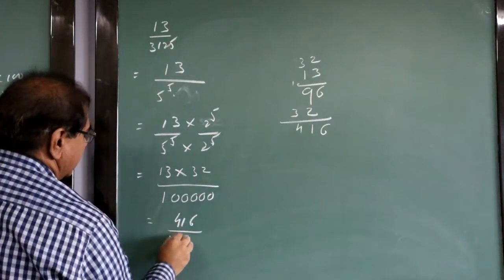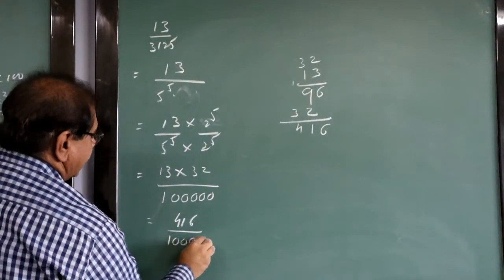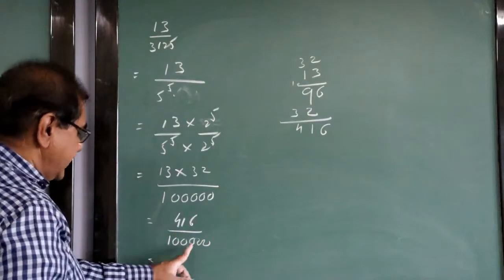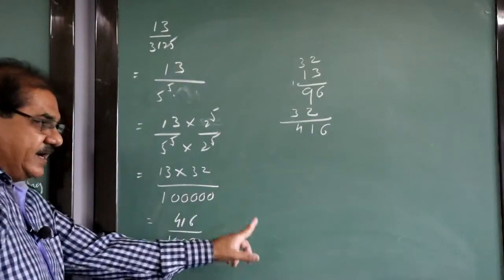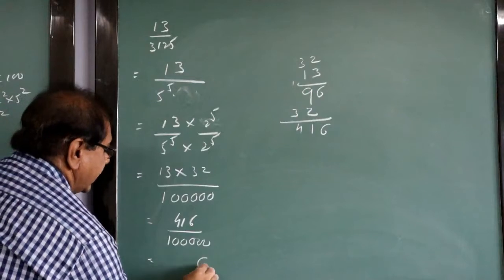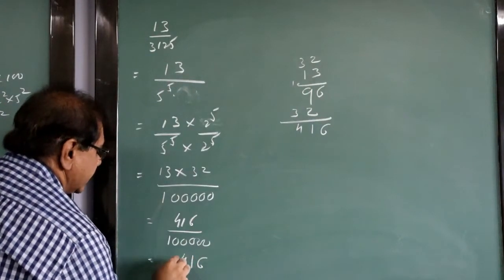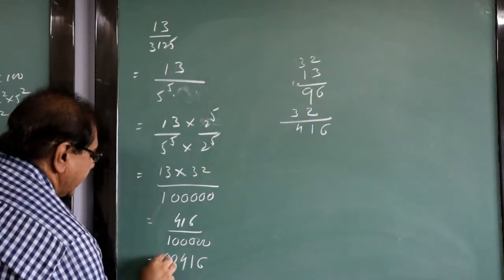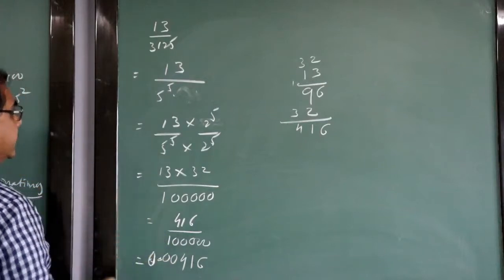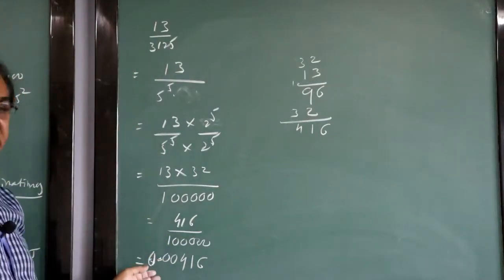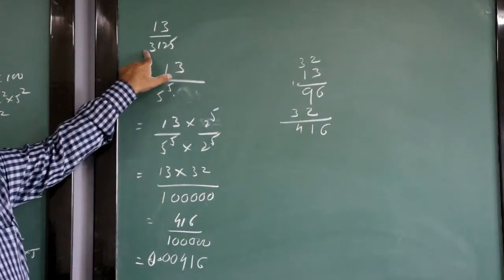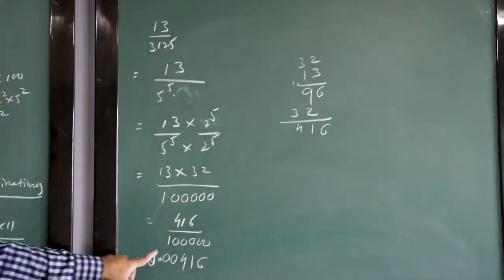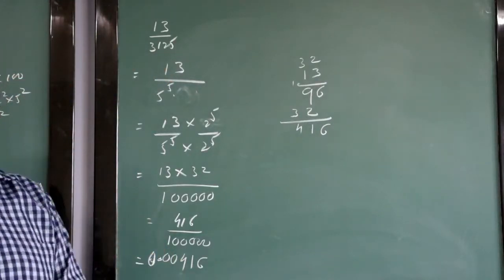416 upon 1 lakh. So 5 zeros are there. So after the decimal point I need 5 places. So it is 1, 2, 3, 4, 5 and point. So this is how you can write the decimal expansion of the given fraction if it is having a terminating decimal expansion. Okay?